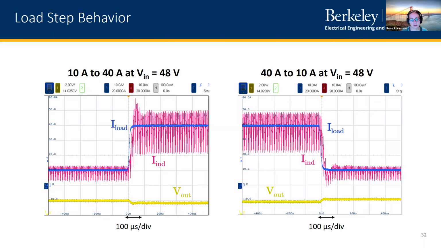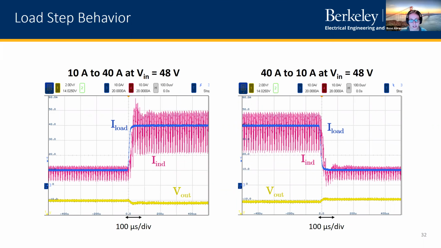If you look at the picture on the left, this is from a 10 amp to 40 amp step at input voltage of 48 volts. The blue line represents the demanded load current. So this goes from 10 to 40, whereas the pink line is representing our inductor current. This is zoomed out, so you don't really see the full multi-resonant waveform, but you can see it sort of as a compressed waveform.